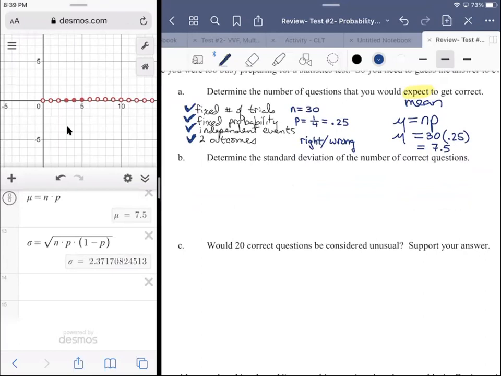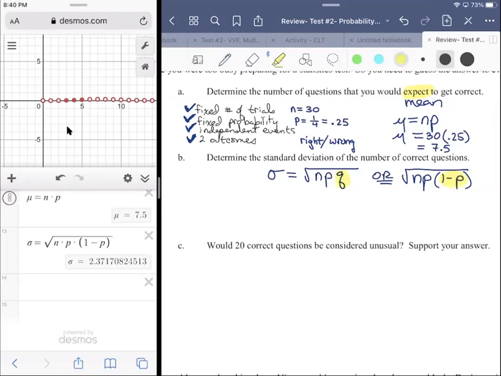So, determine the standard deviation of the number of correct questions. Sigma is equal to the square root of NPQ, or as we've come to know it also, NP times 1 minus P. They mean the same thing, because Q is the probability of failure. 1 minus the probability of success is the probability of failure. Either way. So if you want to pop it in, you could say sigma is equal to the square root of 30 times 0.25 times 0.75.